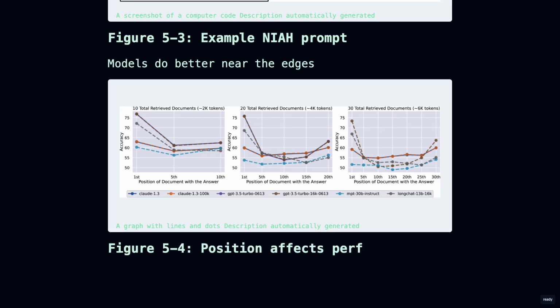Here the message is even more explicit. Where you place information changes how well the model can use it. Lower positions on the figure are closer to the start of the input context.